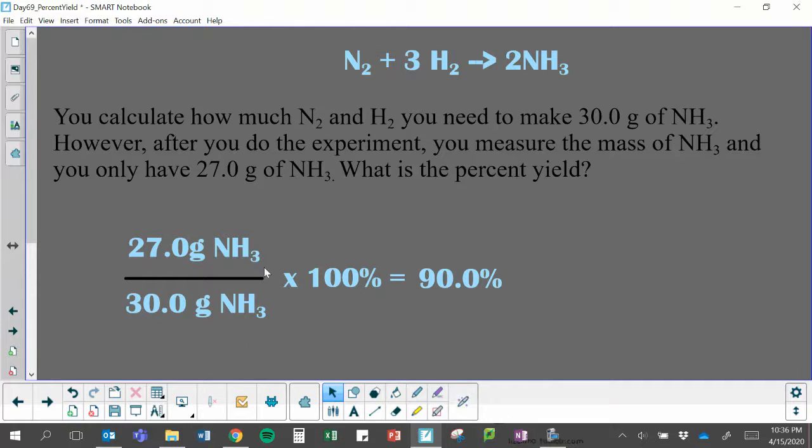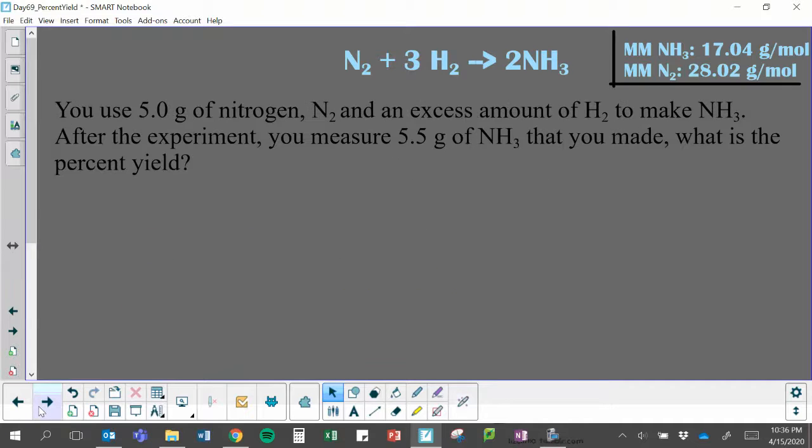So these equations are pretty simple. However, they can get a little more complicated because sometimes instead of telling you how much your theoretical yield is, like it did here, sometimes you're asked to calculate that. So I have an example of that here. So this one says if you use 5.0 grams of nitrogen and an excess amount of H2, so you have plenty of H2 to make NH3, after you do the experiment, you measure and you have 5.5 grams of NH3 that you made. And it asks, what is the percent yield?